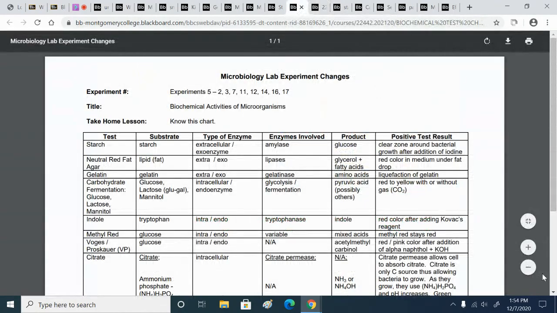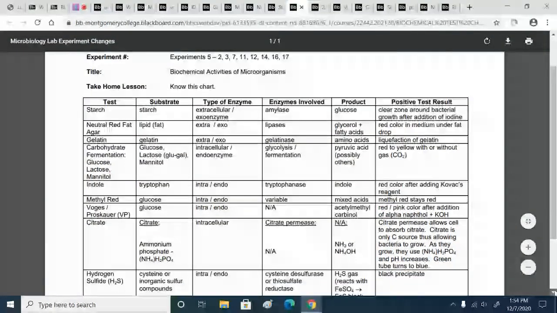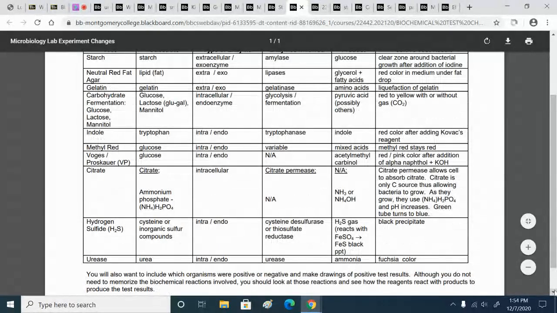So remember the biochemical test chart, which summarizes everything. You should know substrate, product, enzyme if we care about it, how you perform the test, if you need to add anything to it like Kovacs or Barrett's reagent, and what a positive test looks like. So make sure you review the test chart.